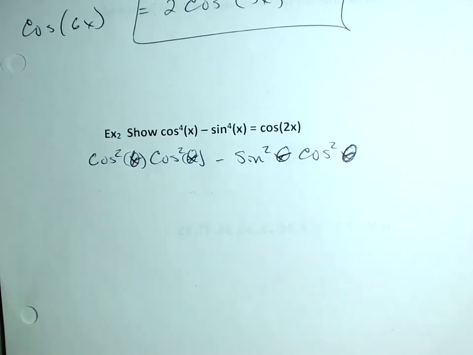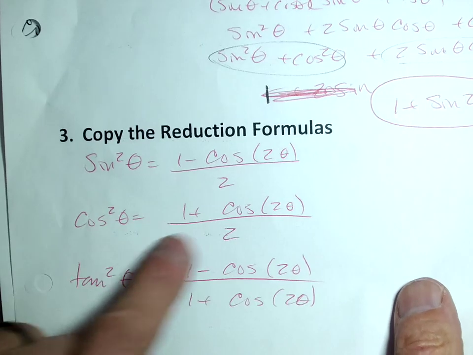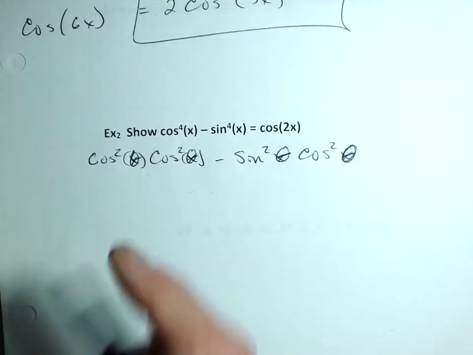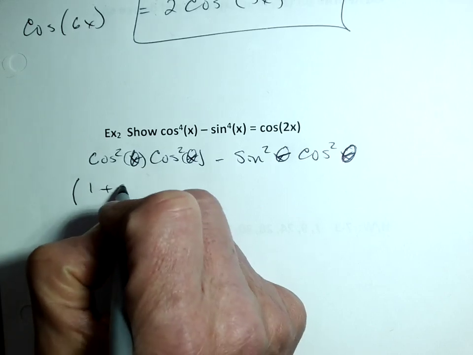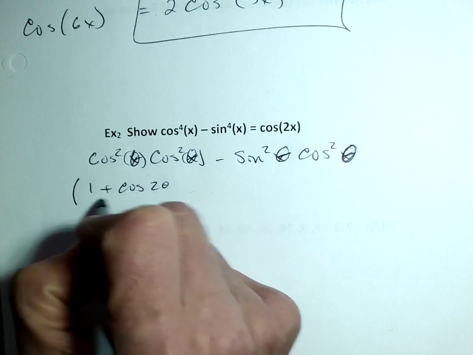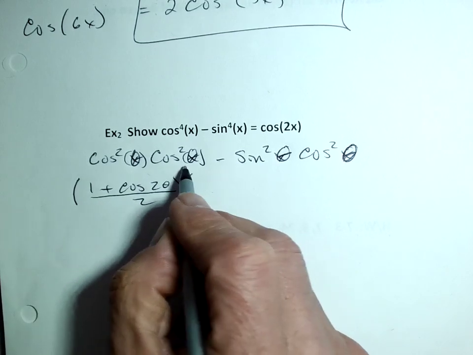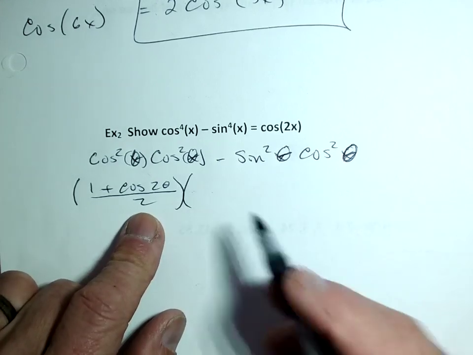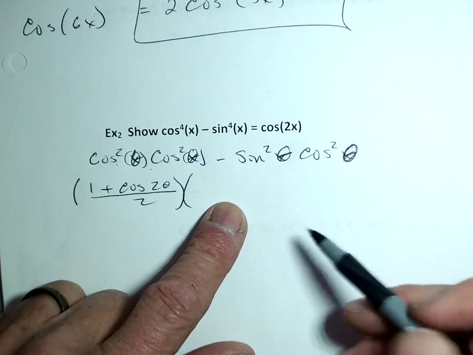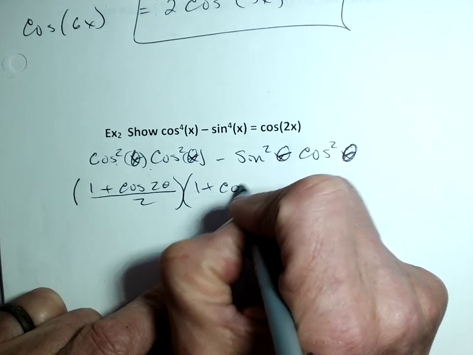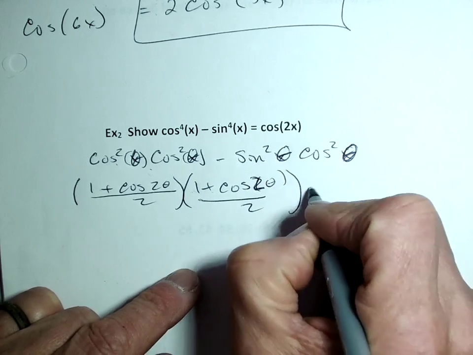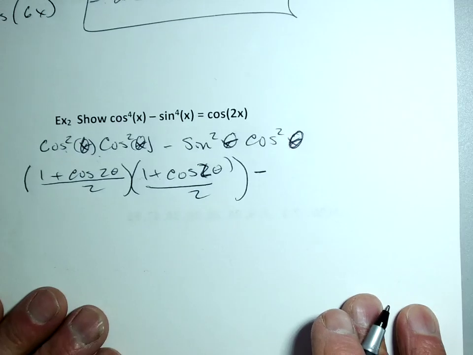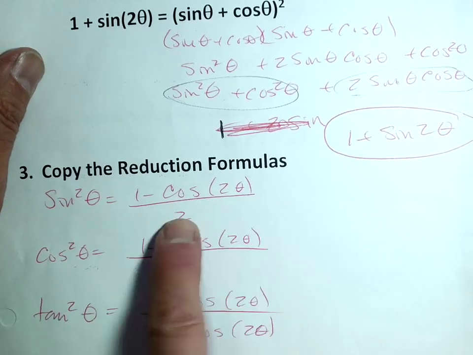Now, I've got a formula. Cosine squared is that one, so I'll rewrite this one in parentheses as 1 plus cosine of 2 theta over 2, times another one of these, because I've got cosine squared, cosine squared. So here's my identity for cosine squared theta: 1 plus cosine of 2 theta over 2. Minus, and I've got a formula for sine squared, so I'm going to write it as 1 minus cosine of 2 theta over 2.